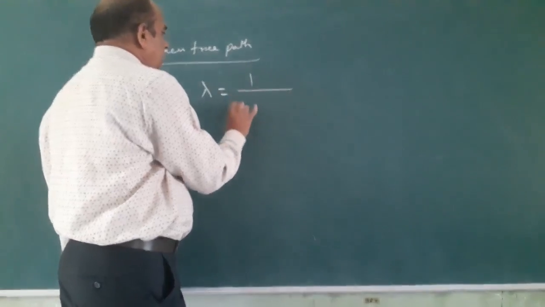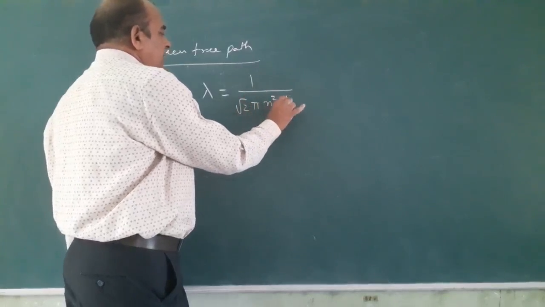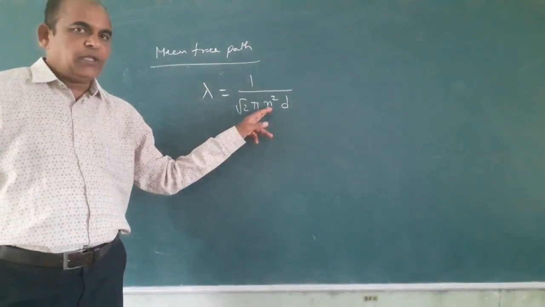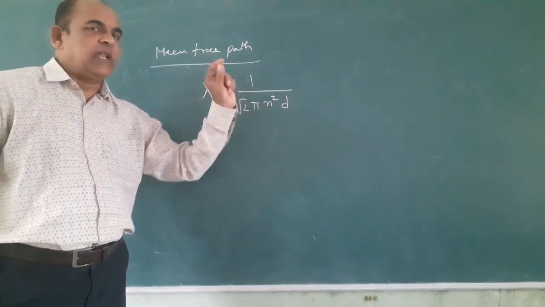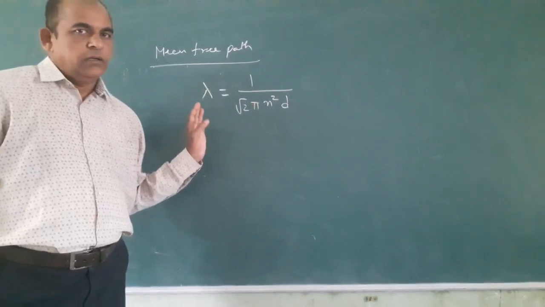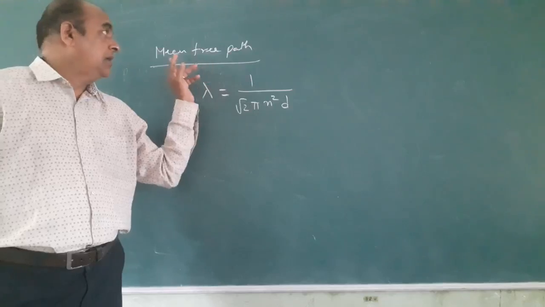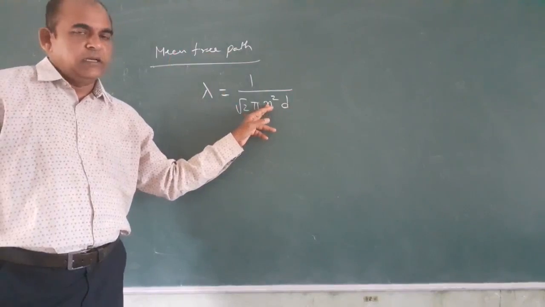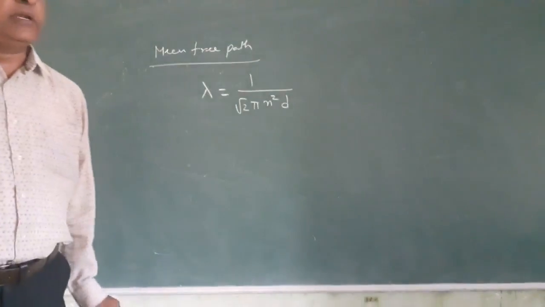The formula is 1 by root 2 pi n square d. N is the number of particles per unit volume. D is the diameter of each molecule. So mean free path is inversely proportional to the square of the number of particles per unit volume. D is the diameter of each molecule.